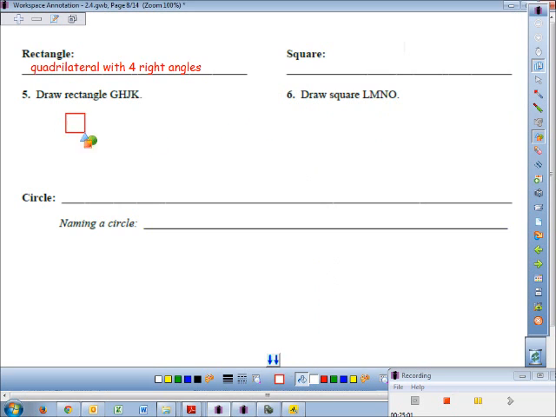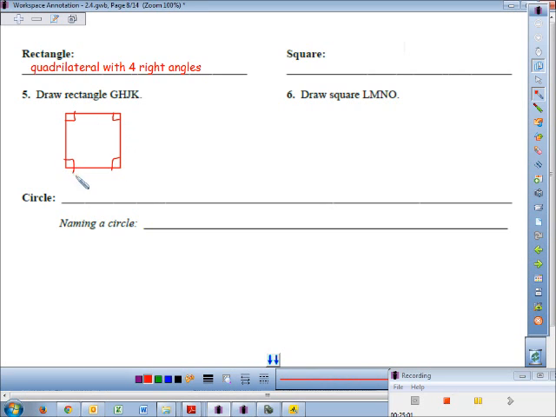What if I drew this? Shape 12. Is that a rectangle? Yes, it is. Is it a quadrilateral? Yes. Does it have 4 right angles? Yes. That's a rectangle. What if I put tick marks on all 4 sides? Then is it a rectangle? It's something more than a rectangle.